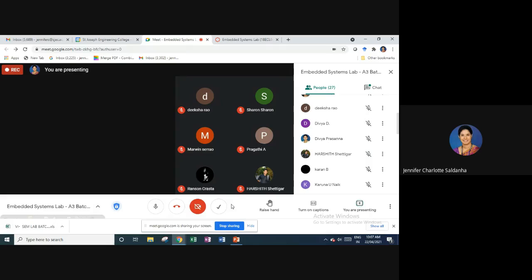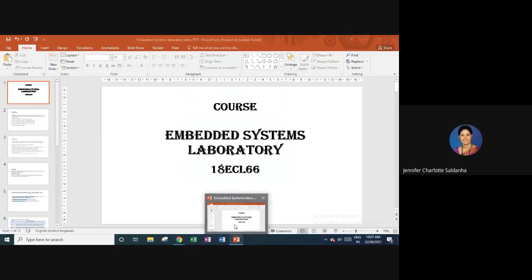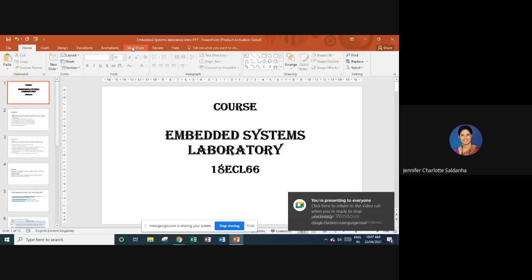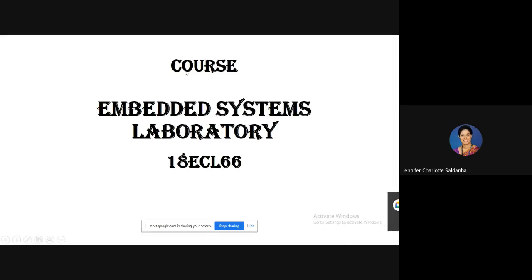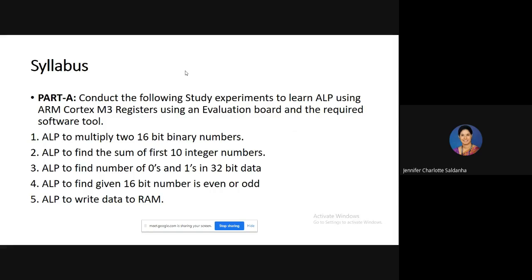So welcome to the first session of the Embedded System Lab. Can see the screen, right? Yes, ma'am. So the course name is Embedded Systems Lab. Course code is 18ECL66. Coming to the syllabus, we have part A and part B.